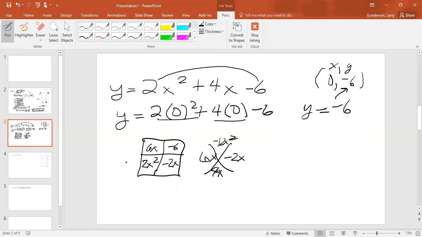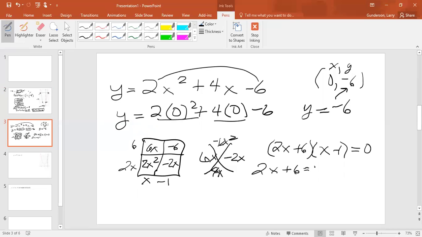Okay, and I bet you believe this, that 2x times x is 2x squared, and 2x times -1 is -2x, and x times 6 is 6x, and 6 times -1 is -6. So what you have in parentheses is 2x plus 6 times x minus 1, and you set that equal to 0 to find your x-intercept. So you set this part to 0, and you set this part to 0.